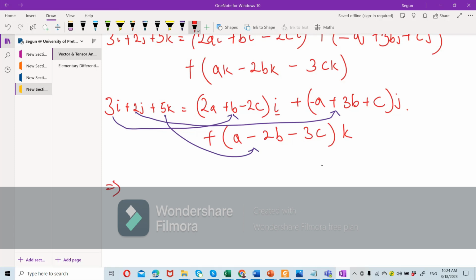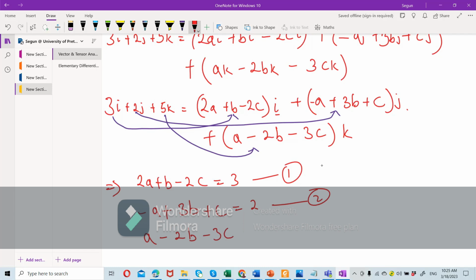So we can now proceed by saying 2A plus B minus 2C equals to 3, because you are mapping each of the components. I can call this one equation 1. The second one will be minus A plus 3B plus C equals to 2, equation 2. Then A minus 2B minus 3C equals to 5, equation 3. So this is what we will solve.